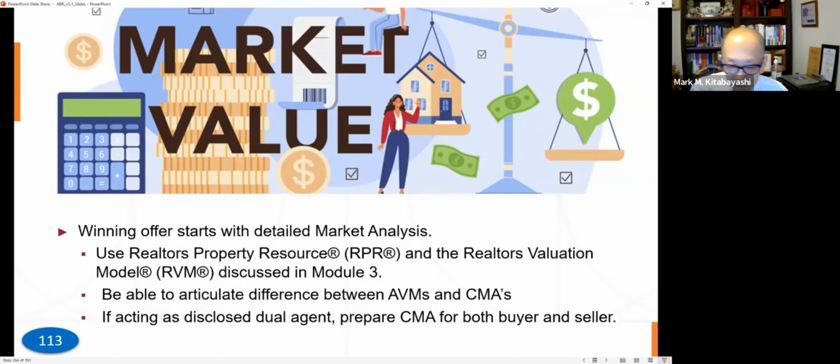Whatever that looks like depends on what you agreed on. One of the things that we have to look at is market value. A winning offer starts with a detailed market analysis. You could use RPR in the United States. You want to make sure to advise the buyer, saying, buyer, yes, this house is more expensive than other houses around in the neighborhood. But I think here's the reason why.